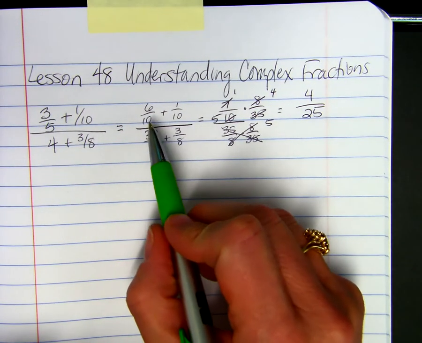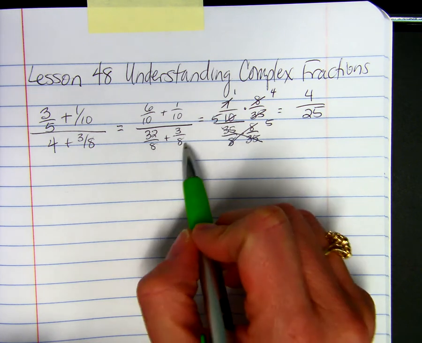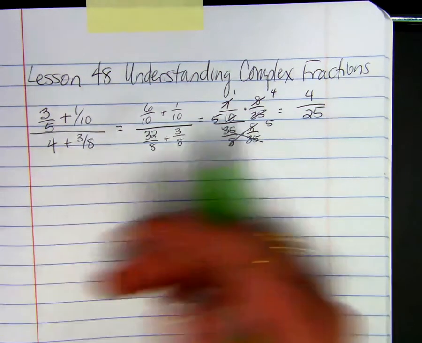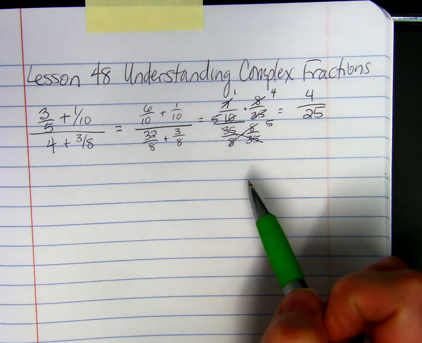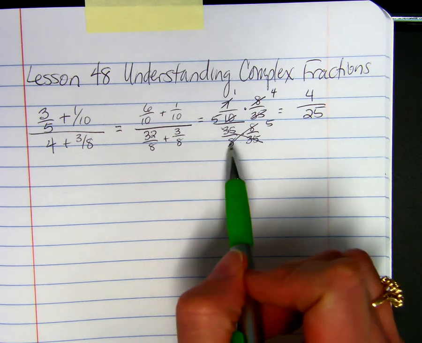Wait, weren't you supposed to add first? I did. So 6/10 plus 1/10 is 7/10. 32/8 plus 3/8 is 35/8. So we already added. Okay, where did you get the two things? Which two things? These, wait, what?